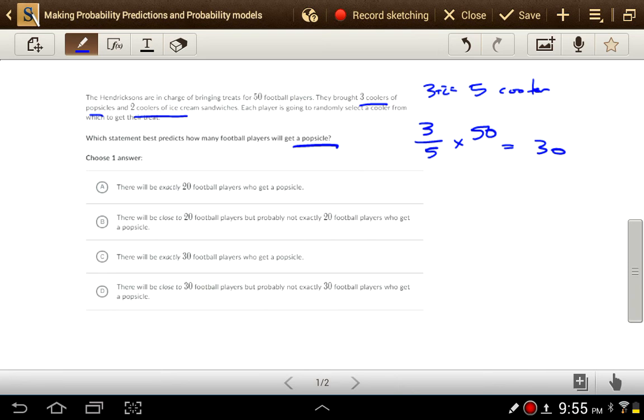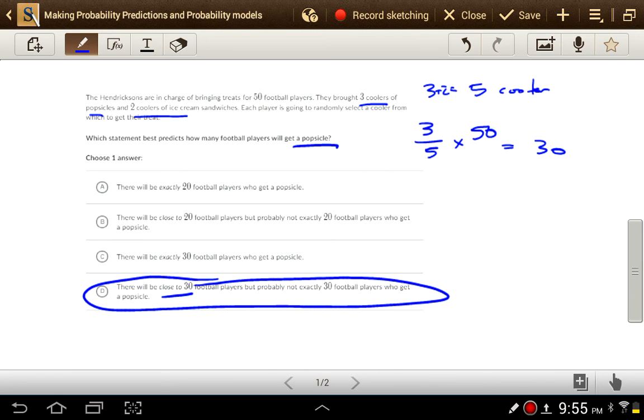Again, same hint. It's not going to be exactly 30. It's going to be close to 30, but probably not exactly 30. So that would be your hint there. So again, we don't want to pick the one that's going to be exact. We just want to pick the one that's going to be close. So that's this one right here.